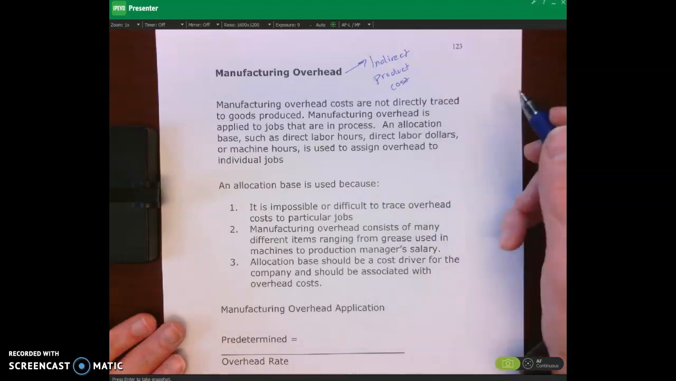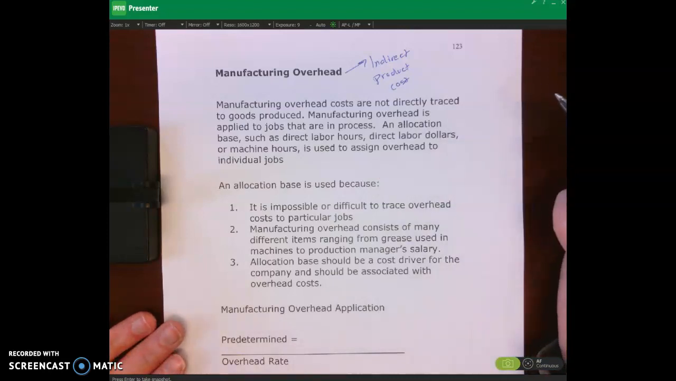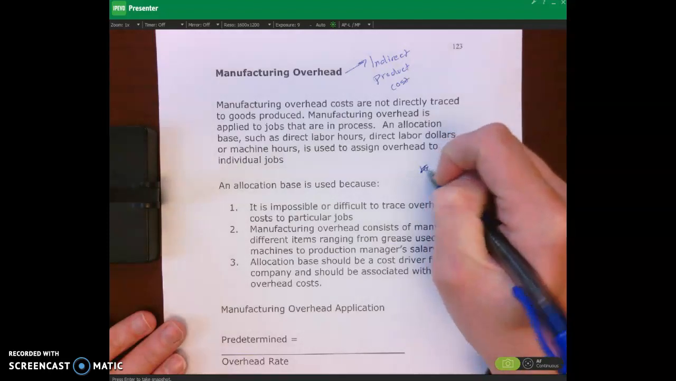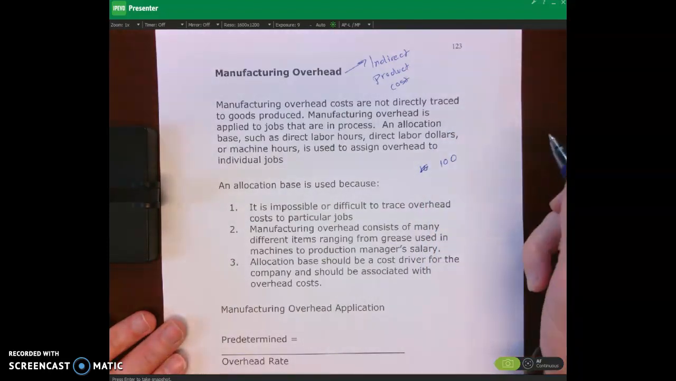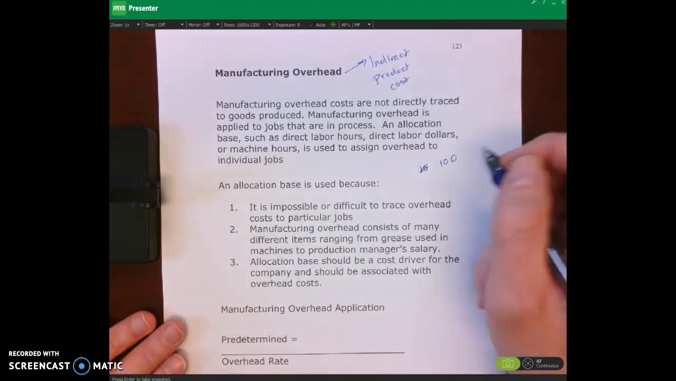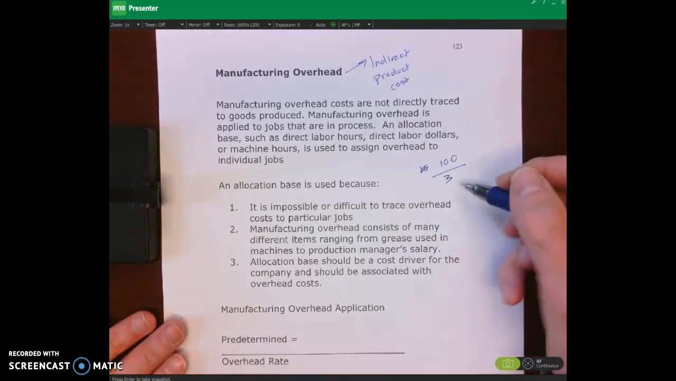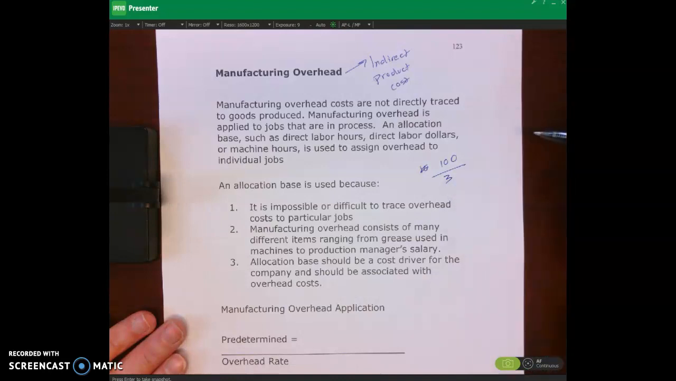To give that a little bit of context back to the roommate example, if you have $100 of utilities costs and you have 3 roommates, your allocation base is the number of roommates. So you just divide it by 3, and $33.33 is how much every single roommate pays.